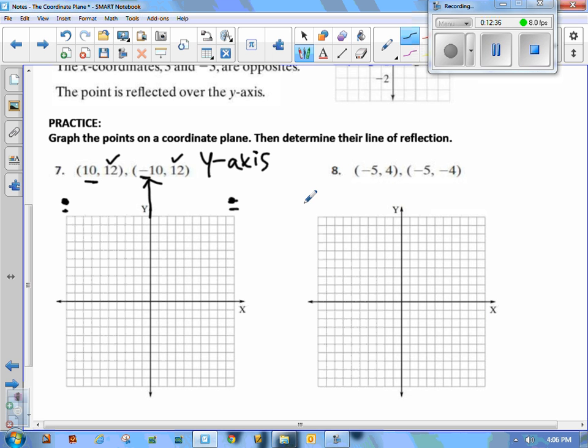I want you to pause the video, take a minute, graph the coordinates here on A, and determine which line they are reflected over. Is it the x-axis or the y-axis? And when you are done, this is the lesson for polygons in the coordinate plane.